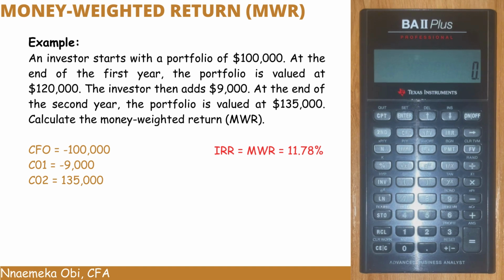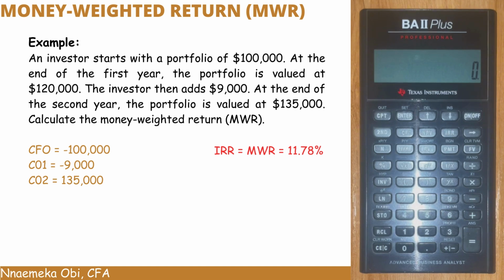So this is how we are going to calculate the money weighted return. The first thing we need to determine is the cash flow occurring at each year. So we need to first of all determine the cash flow at time zero. Now at time zero, the only cash flow that occurred is 100,000. So this is an outflow from the investor's perspective. So the cash flow at time zero then is minus 100,000.